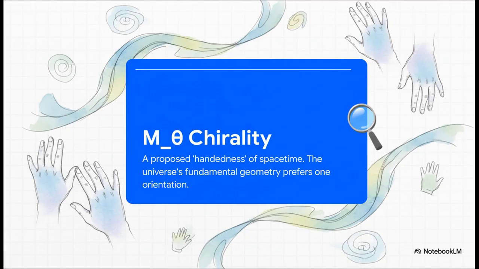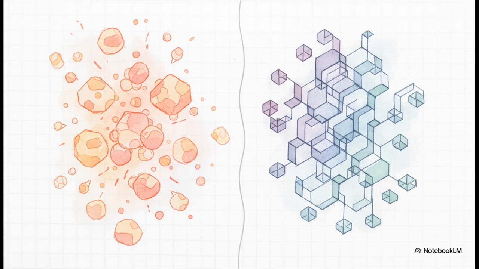Like your hands. They're mirror images, but they're not identical. You can't perfectly overlay them. This theory says that spacetime itself has a handedness, a built-in preference for one geometric orientation over its mirror image, like a left-handed glove versus a right-handed one. So how could this even happen?